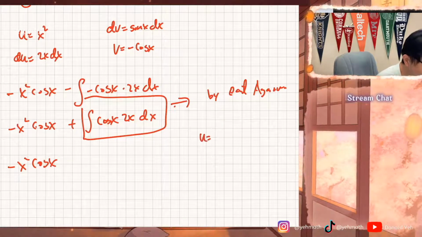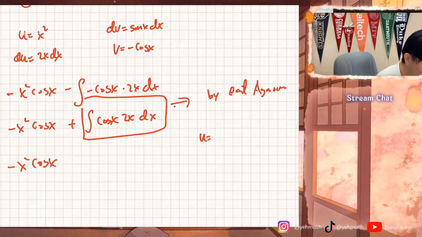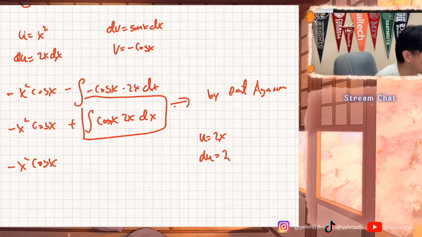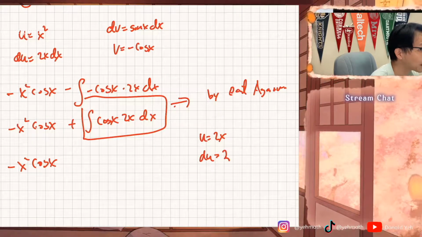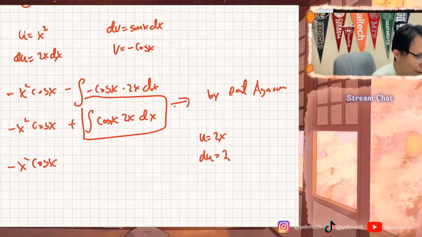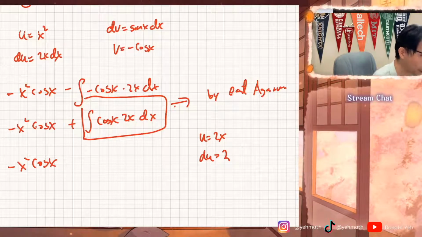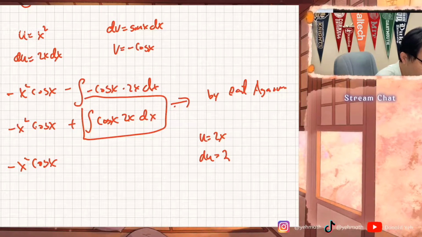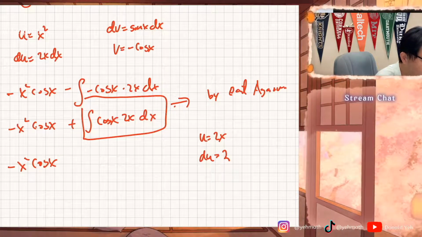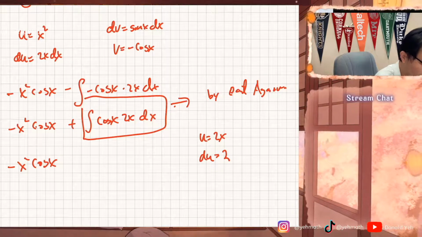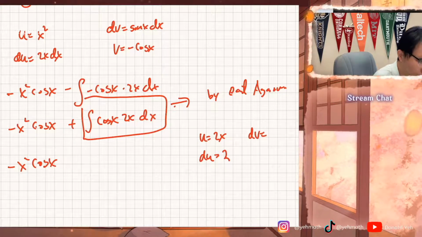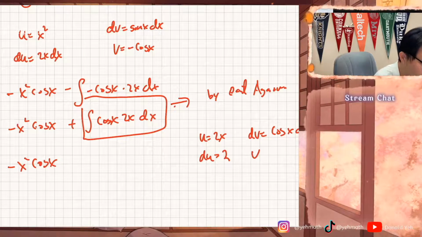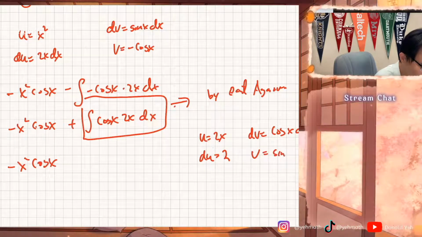So u is equal to 2x. du is equal to a constant, which is a very good sign. If it's a constant, that means you can stop, right? We're going to talk about why the DI method is actually pretty interesting. Then what is my dv? Cosine of x dx. And what is v? Sine of x. Okay, good.